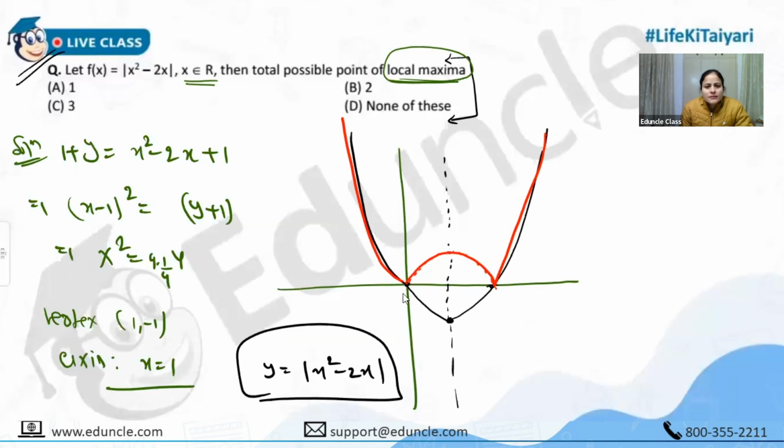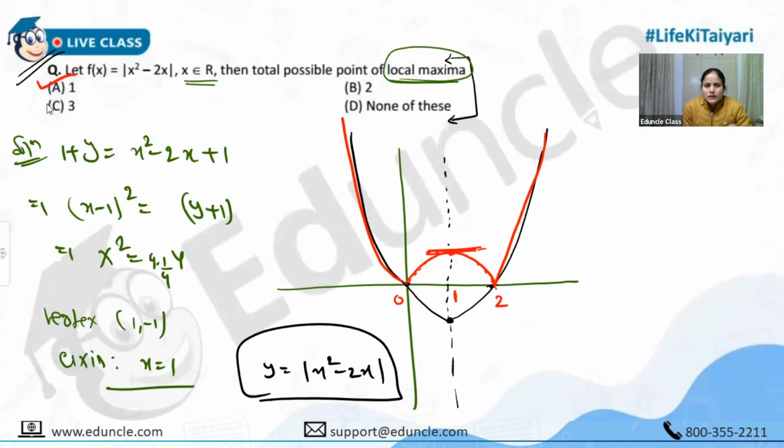Then clearly 0, 2 and 1 are the critical points, and x is equal to 1 is the point of local maxima. Correct hai na? So we have only 1 point. The answer is correct.